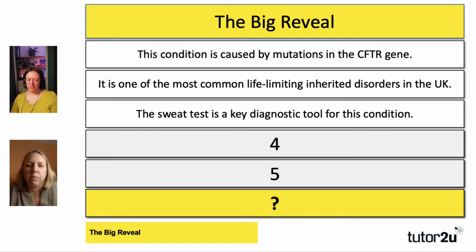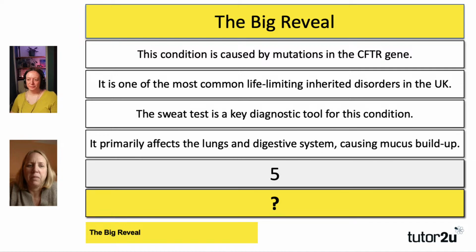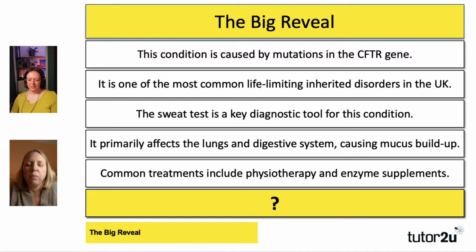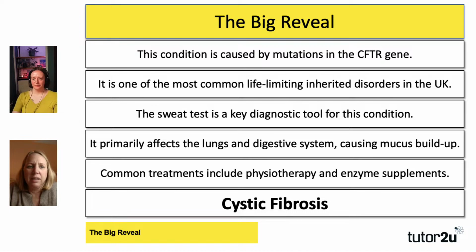Okay. Alicia is saying cystic fibrosis. Let's give you number 4. It primarily affects the lungs and digestive system, causing mucus buildup. I think that's sort of a key aspect of this condition, isn't it? And common treatments include physiotherapy and enzyme supplements. So let's have a look if you're right with cystic fibrosis. Well done. Excellent. Give you a round of applause for that.